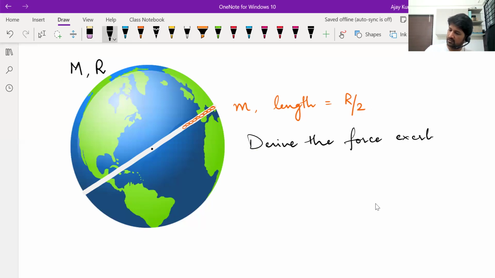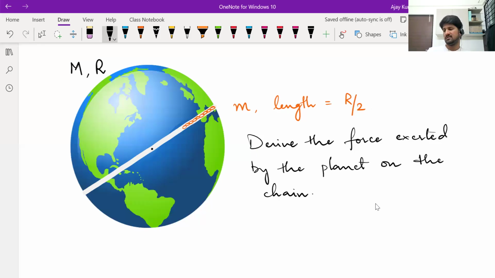Derive the force exerted by the planet on the chain. Okay, think carefully and solve. It's not a particle. Okay, it's an elongated object. The chain is an elongated object, and its length is significant also. It is half the radius of the planet. So think carefully and solve. I'll give you all 5 minutes. Try.